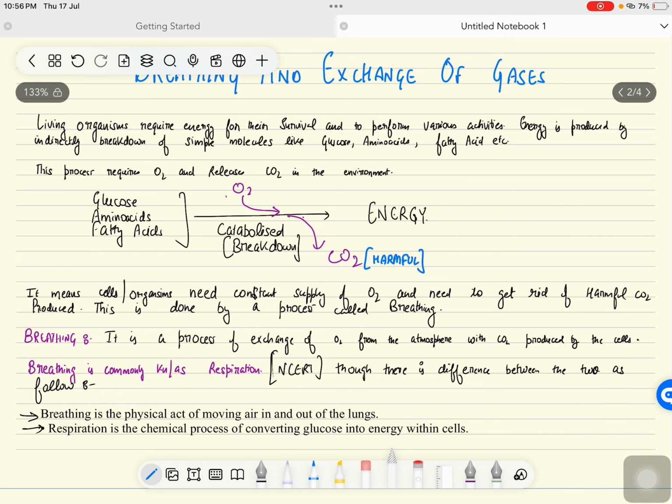So, from this flow chart, we can ascertain that organisms or cells need a constant supply of oxygen for their needs of energy, and in turn they also need to get rid of the harmful CO2 that is produced in this process. So how do we get rid of CO2 and how do we obtain oxygen? In any organism, this process is achieved by a process named breathing.